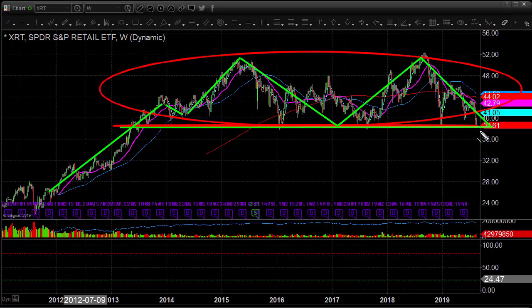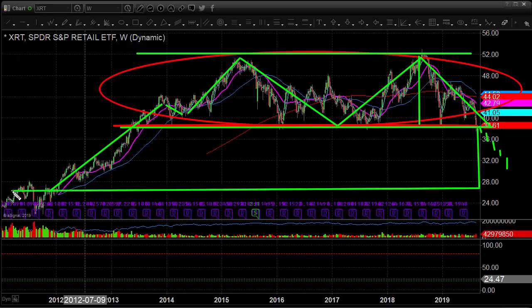But if it closes on a weekly basis below here, we could start to see the retail sector really pick up speed. That means consumers are not spending, and the money is realizing that things are getting weaker, and we've got a double top here. The height of this top, just for a basic analysis, is usually the height of the distance of the breakdown. So we could easily see this drop down to this 26, 27 area, which will act as a previous level where the market broke out and started the next big rally to the upside.